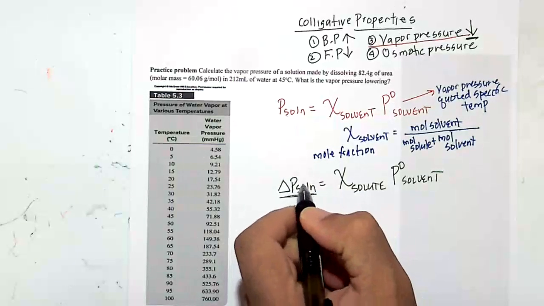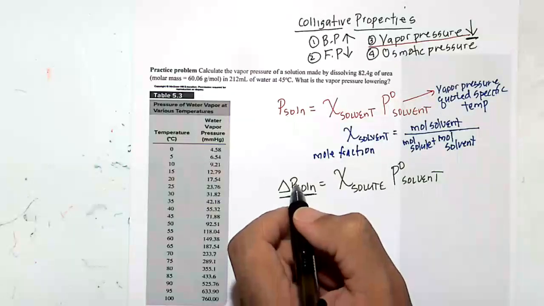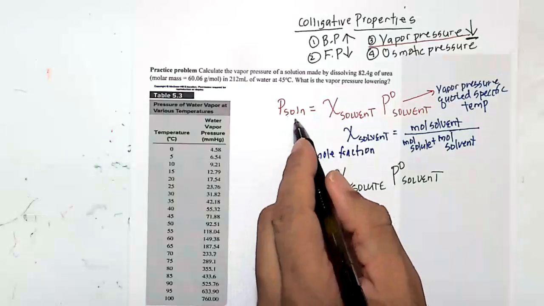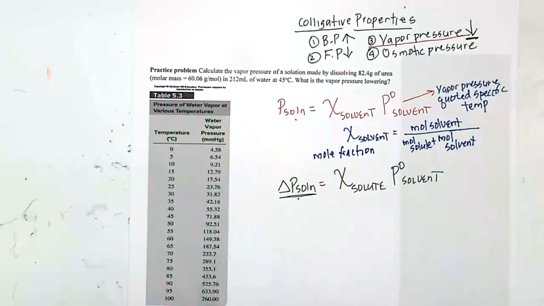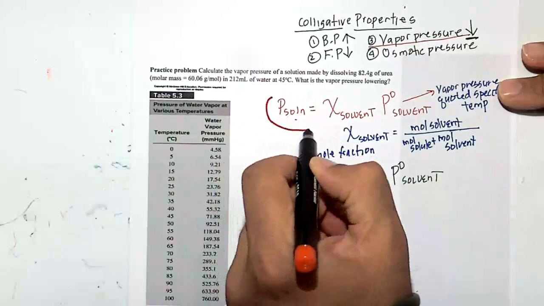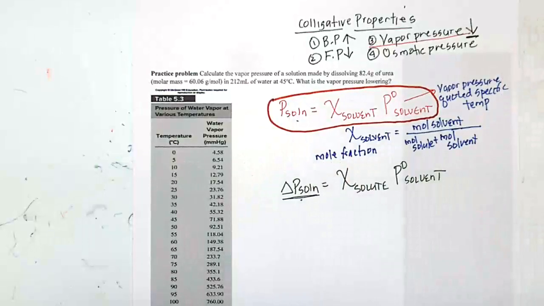Or you can use this. And what will this tell you? By how low it went. Okay, the change, the delta. So we can use either this equation or this equation. I think on the exam I'll give you this one, but just realize you can also do the change in the vapor pressure.